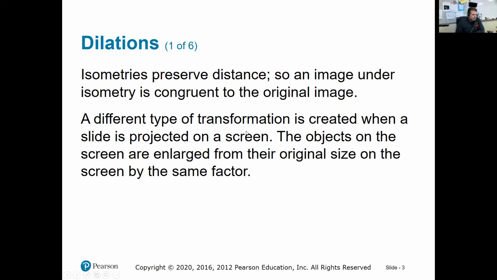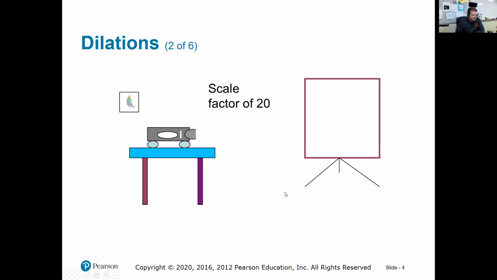Okay, so when we look at something like this, you have a small picture in your projector, but when it projects, you have a size that's a scale factor of 20, much bigger on the screen. Okay, this is an example of a dilation. Now, some people say dilation is getting smaller, but it's actually getting smaller or getting bigger. Okay, if the dilation has a scale factor of over 1, then it's getting bigger. If it's a fraction less than 1, then the shape is getting smaller.